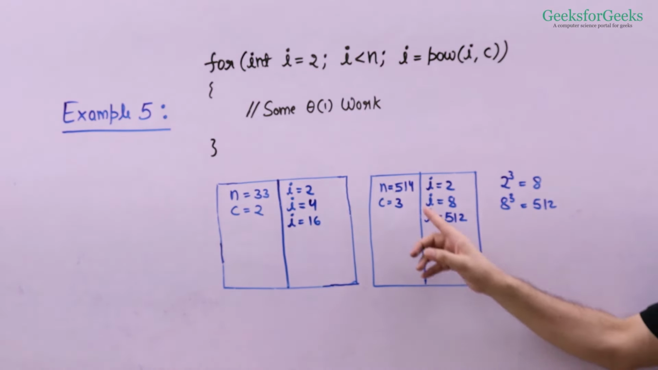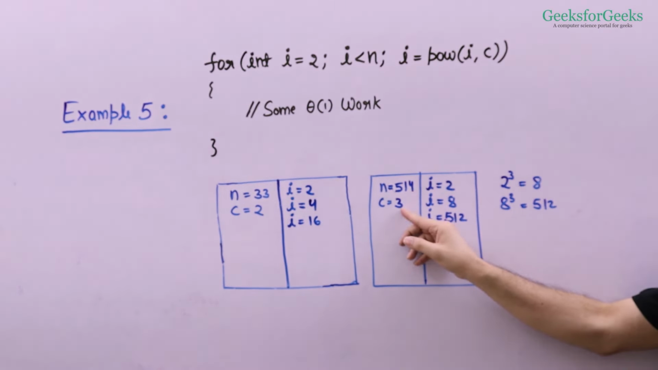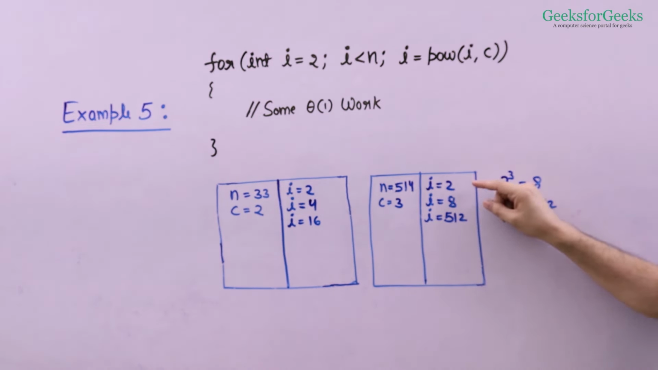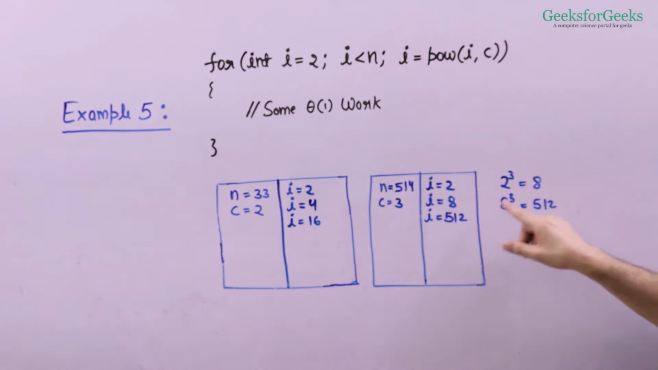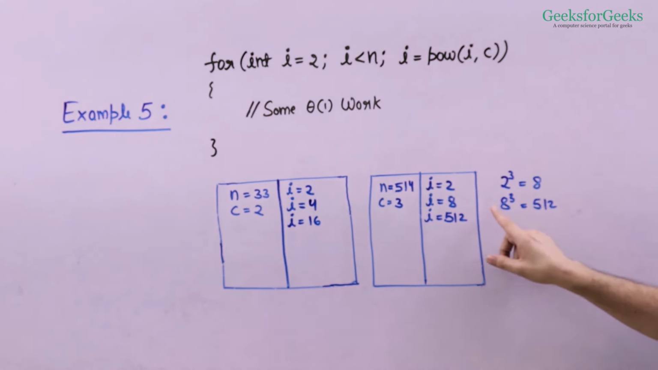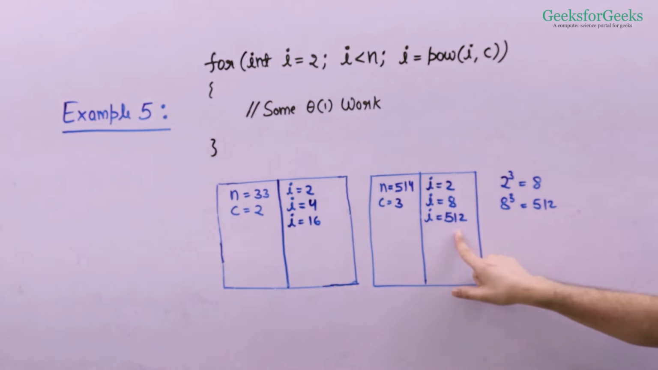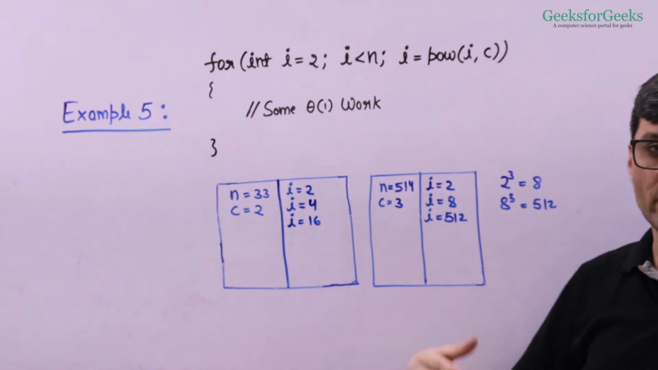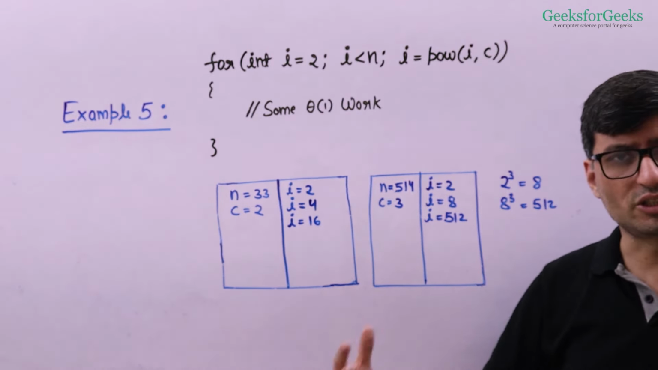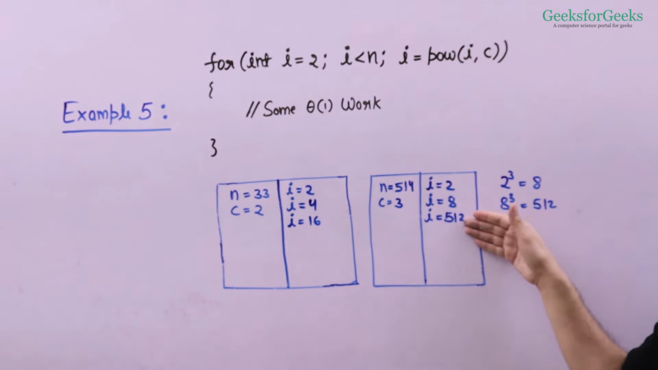Let's see this example. We have n as 514 and we have c as 3. So we are running our loop for I equal to 2. Then we are running for 2 raised to the power 3, 8. Then we are running for 8 raised to the power 3, which is 512. And next time I will become 512 raised to the power 3, which is a huge number. So we'll stop after 3 iterations.